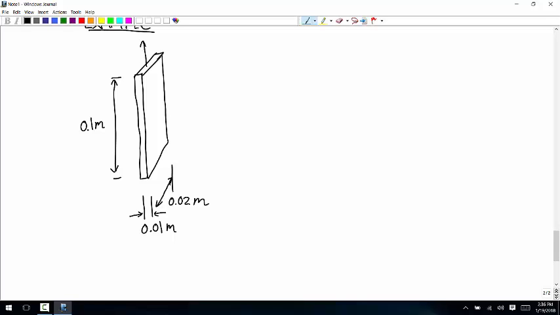And we're going to apply tension to the two ends. So after the deformation, we measure the length. Let's call this one the length, and this one the width. And this one we'll just leave out of it for now. After the deformation, the length is 0.10003 meters.